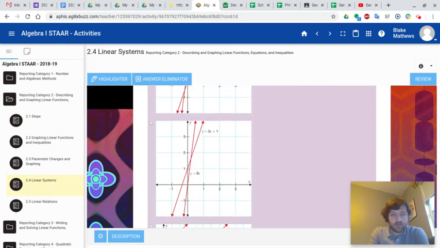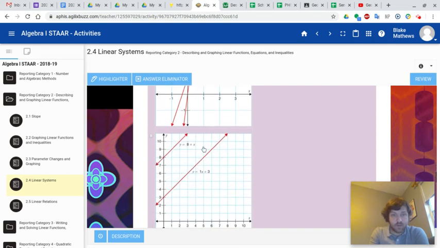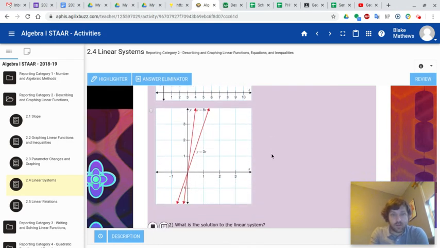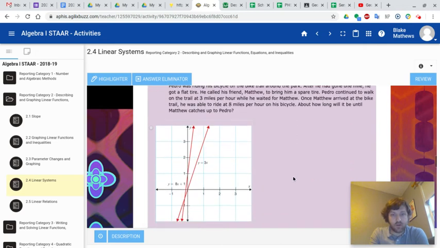Let's see. So this one also has 8x and 3x. This has 8 and 3, but not with the x. So automatically this is not right. And then we have again 8 and 3. So it's just a question of where do they intersect. And so it's really, honestly, not much more than common sense.